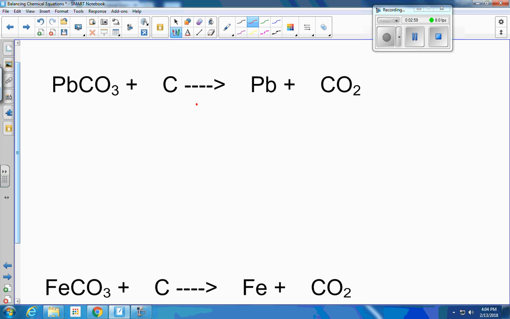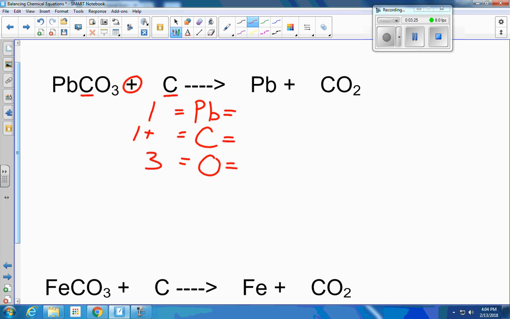Here I have lead, carbon, oxygen, and I have carbon listed again. Carbon is listed in 2 places, but under the arrow, I only list it 1 time. Now if we go through our count, on the reactant side, I have 1 lead, 1 carbon, 3 oxygen, plus 1 more carbon. We're going to circle this, and that's to remind us to balance this last. On the product side, I have 1 lead, 1 carbon, 2 oxygen.